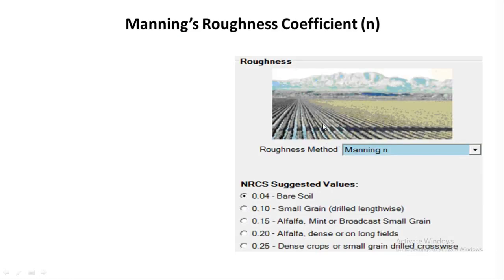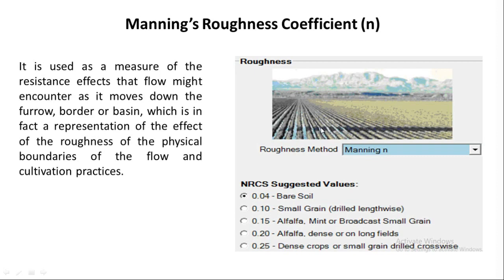Manning's roughness coefficient. It's a measure of resistance effects that flow will encounter as it moves down a furrow, border, or basin. It's a representation of the effect of roughness of the physical boundaries of the flow and cultivation practices. For bare soil, the value of n is 0.04. For dense crop, it is 0.25.